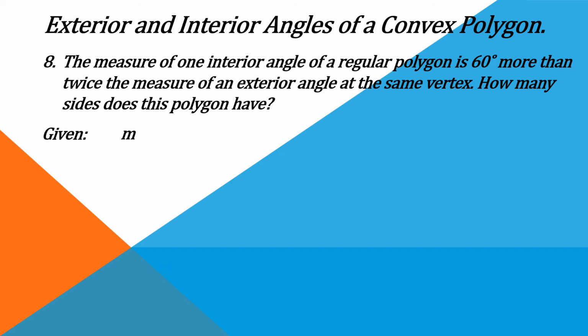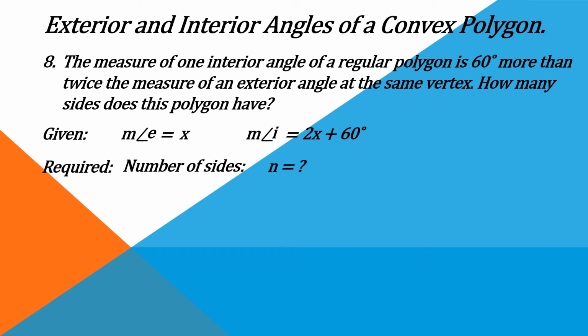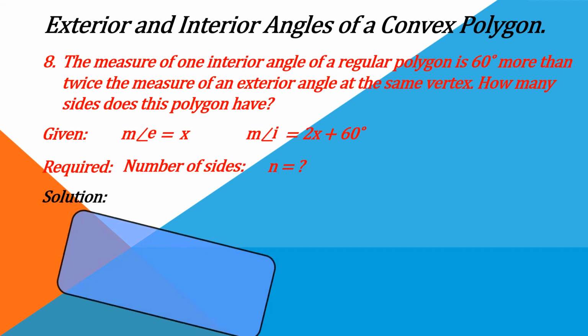So therefore, as we are always doing in solving problems, we take all the givens. Let the exterior angle be equal to x, and the interior angle is 60 degrees more than twice the measure of an exterior angle. So therefore, it is 2 multiplied by x plus 60. And the required is the number of sides, n, is equal to question mark. Now, let us go to the solution.